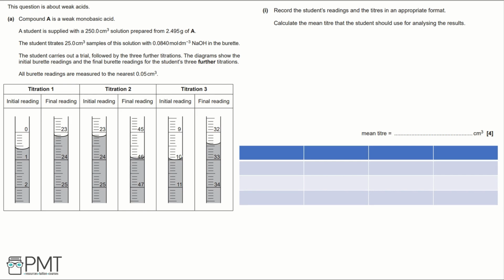The key piece of information in this question is that we need to write the titers in an appropriate format. So that's why I've drawn a table. For any question like this, and it's quite common where they ask you to put something in a specific format, tables are a really good idea. So if we add labels to this table, first heading could be titration 1, 2 and 3. Then we can have our initial reading in centimeters cubed, our final reading also in centimeters cubed, and then a titer that we need to work out in centimeters cubed.